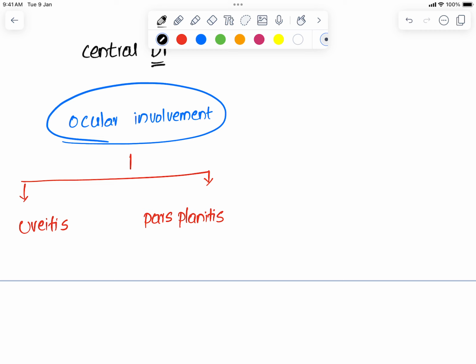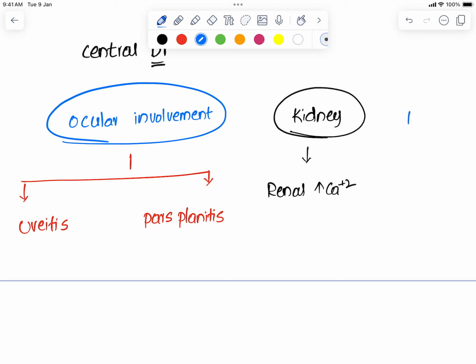Next to this ocular involvement, you need to be very much aware of the involvement of the kidney. The renal involvement in patients with sarcoidosis will be hypercalcemia. And joint involvement, already discussed, will be in the form of arthritis. Cardiac involvement, already discussed, will be in the form of restrictive cardiomyopathy.